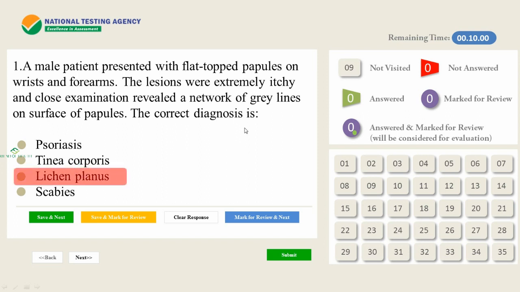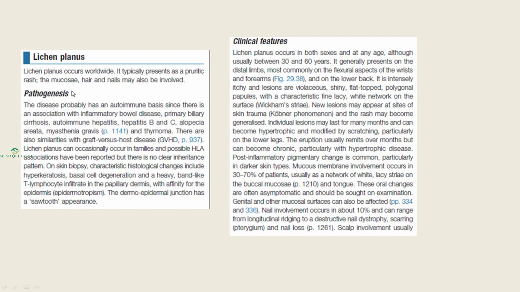More clues are there in the question. We'll see what is given about lichen planus. In the clinical features, you can see here, it is intensely itchy and lesions are violaceous, shiny, flat-topped, polygonal papules with a characteristic fine, lacy white network on the surface, that is Wickham's striae. New lesions may appear at sites of skin trauma, Koebner phenomenon. All these are very, very important and frequently repeated questions.